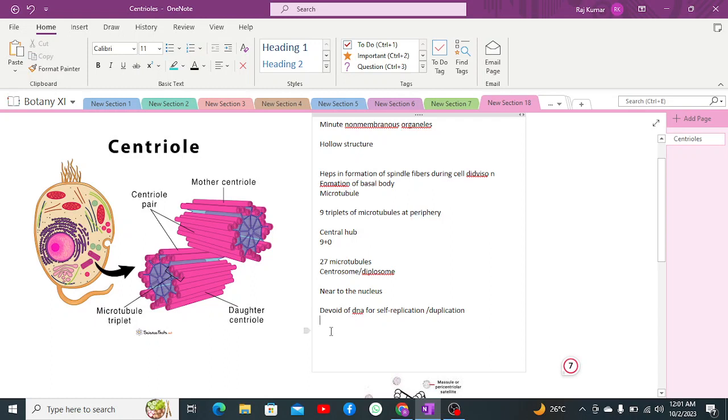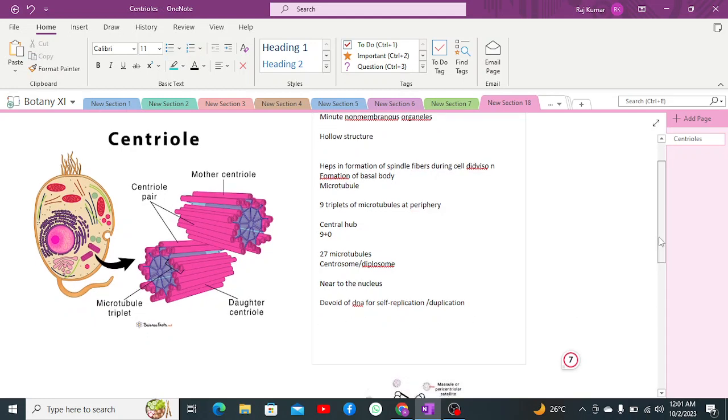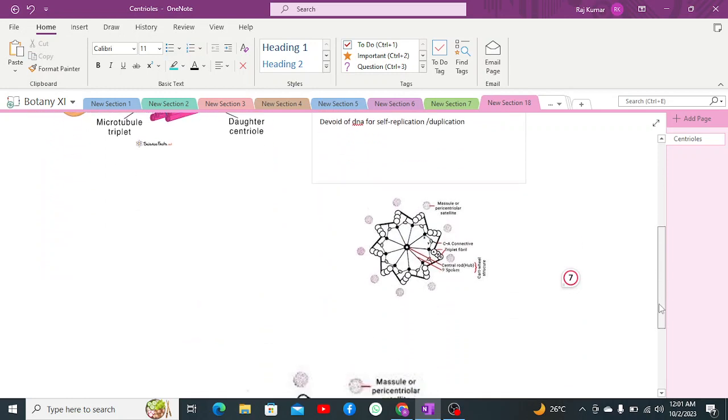Now these are involved in controlling the spindle fibers. They go to the opposite poles and produce spindle fibers, assemble and disassemble them. Next, the centriole pair produce their structures on the opposite sides.